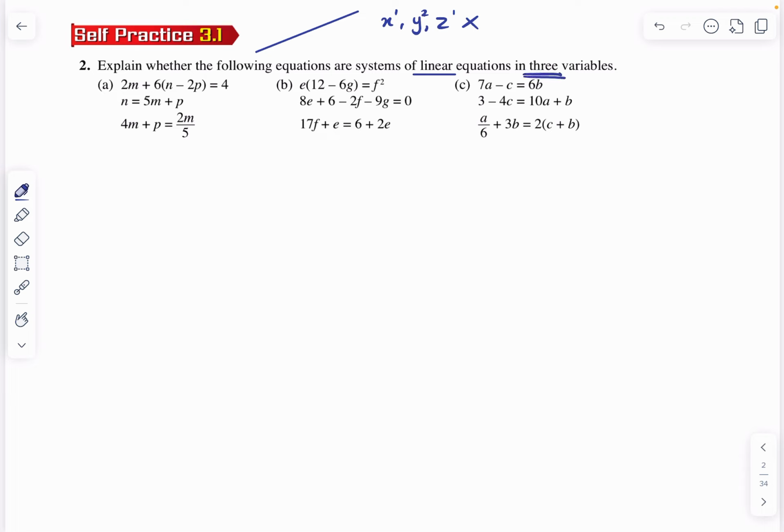3 variables means it must only have 3 unknowns. Let's say A, B, C, or X, Y, Z, or P, Q, R, and so on. Cannot have 4 or cannot have 2. Okay, right, let's check. A.